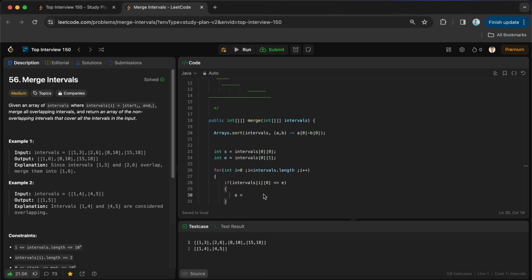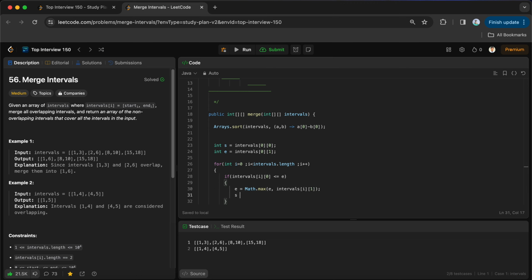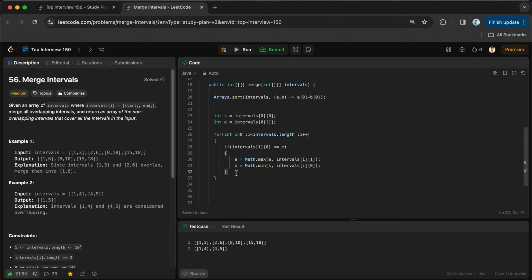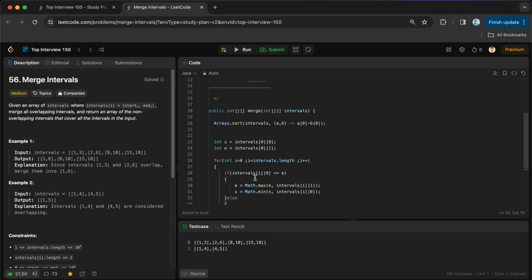I will check the max of the previous endpoint and the new endpoint, I will take the maximum, and for the start I will check the minimum, Math.min. So here start and intervals i and 0. In this way I can define the range. And in the else condition, if it doesn't overlap, it means that interval should come in our answer.